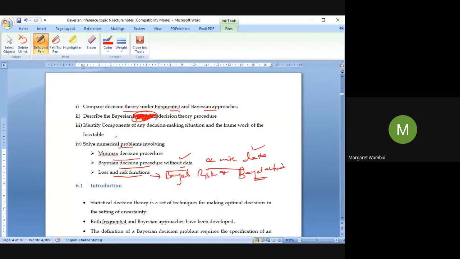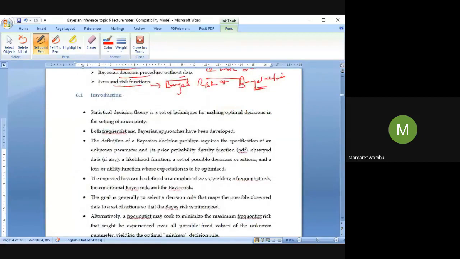So we first of all go through a bit of introduction, and we are saying that statistical decision theory is a set of techniques for making optimal decisions in the setting of uncertainty. Both frequentist and Bayesian approaches have been developed as far as decision theory is concerned. The definition of a Bayesian decision problem requires the specification of an unknown parameter and its prior probability density function, observed data if there is any, a likelihood function, a set of possible decisions or actions, and a loss or utility function whose expectation is to be optimized.